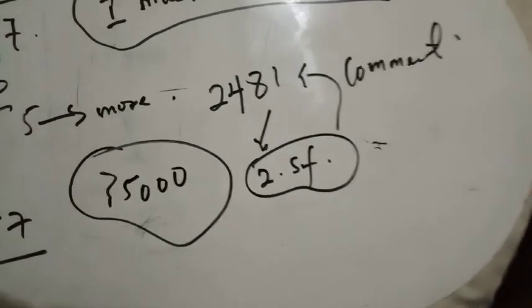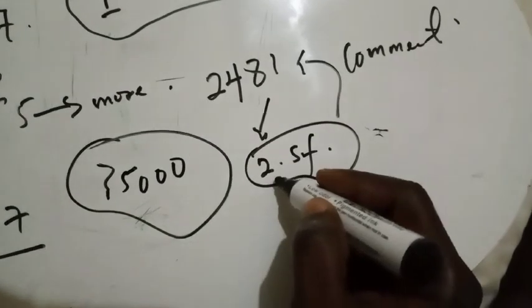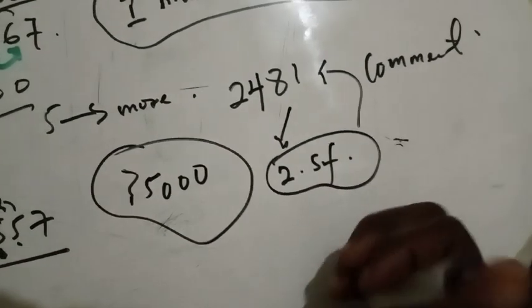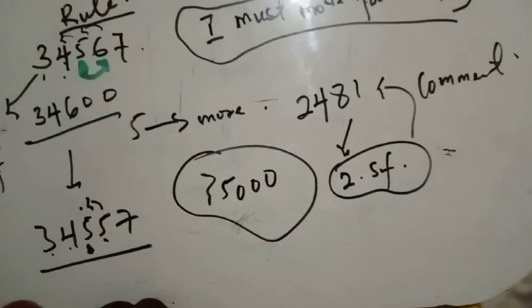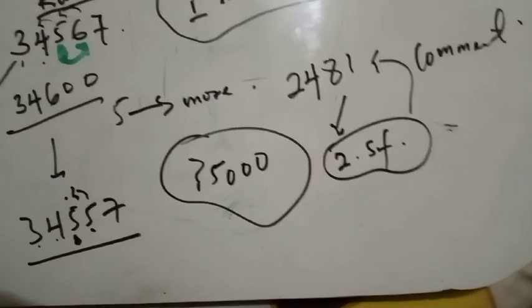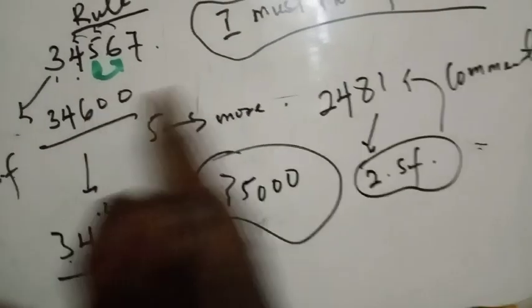So I'll be expecting this answer in the comment section below to 2 significant figures. Okay, that is for the first part, right? So the second part is where the zeros begin.